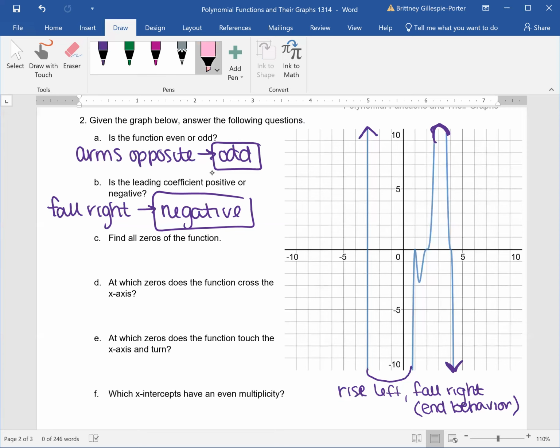All right, zeros of the function. Remember, zeros of the function are the same thing as roots, solutions, x-intercepts. So I'm going to pay attention on my x-axis. And wherever we cross or touch and turn or do anything to the x-axis, that's going to be a 0. So our first one is a -3. Keep moving to the right. We have a 0 at 1, a 0 at 2, and another one at 4.